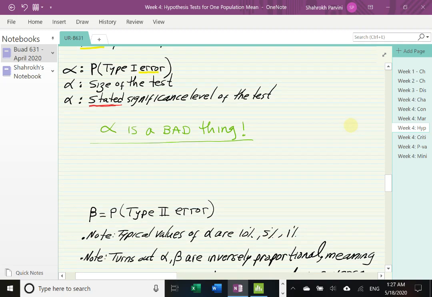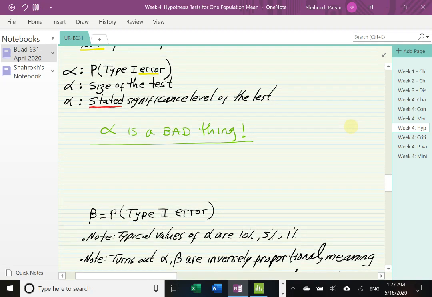Now, when it comes to beta, beta is not so good either. Beta is a bad thing also, because both of those involve committing an error.